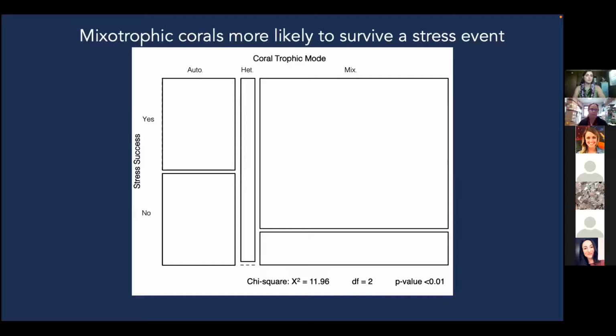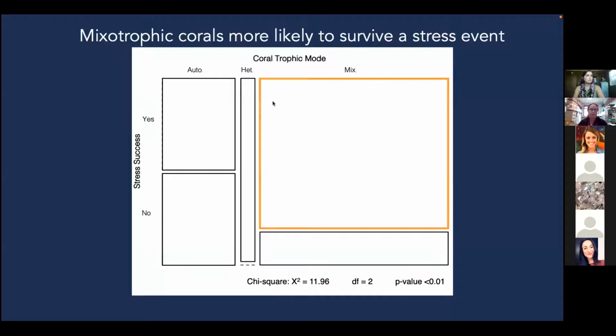Looking at my second question relating trophic modes to success surviving a stress event, another chi-square analysis. Now this time this is in a mosaic plot. You read it a similar way. You have the trophic mode along the top X, auto for autotrophic, het for heterotrophic, and mix for mixotrophic. And you have stress success categorized as yes or no. You look at the intersection of the two variables, and what you're looking for is size.